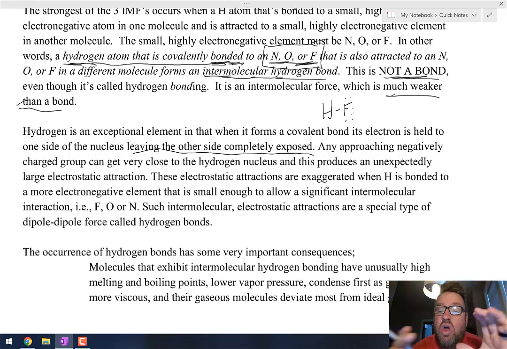Now, if they say what accounts for the difference in the boiling point of this versus the boiling point of that, then typically it's going to be just the strongest of the three. It's going to be the hydrogen bonding case. Okay?